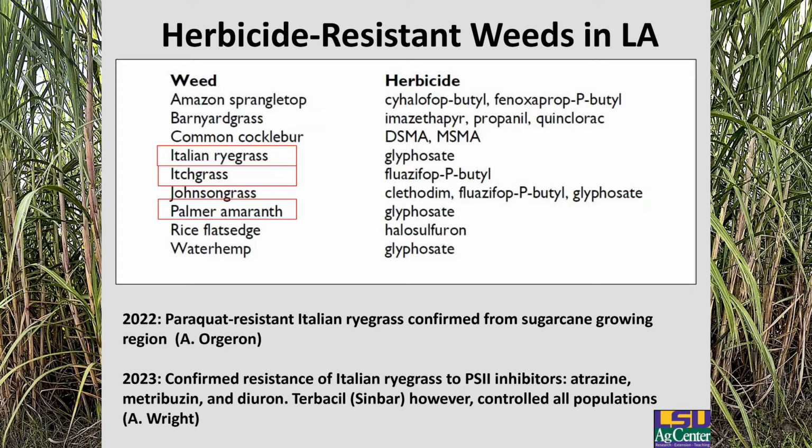As I mentioned, Italian ryegrass, and itchgrass. Dr. Alley mentioned that earlier, resistant to Fusilade, that was documented in a soybean field in Pointe Coupee Parish. Palmer amaranth, I have a funny story. I mentioned I was from Concordia Parish.